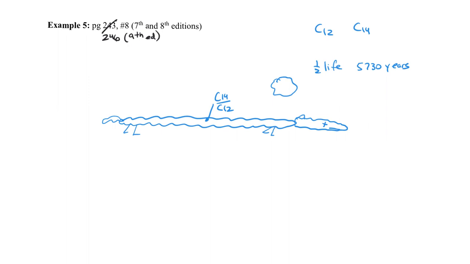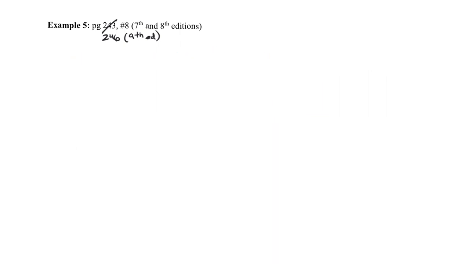But now I think we are ready to try problem number 8 in the book, which talks about strontium-90 and has a half-life of 28 days. So let's take a look at that one. So it says, for part A, a sample has an initial mass of 50 milligrams. Find a formula for the mass remaining after t days.